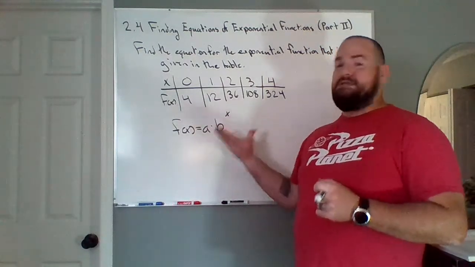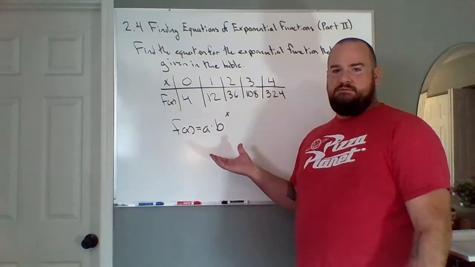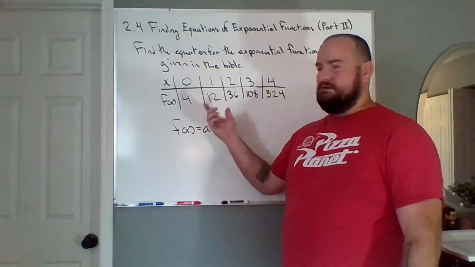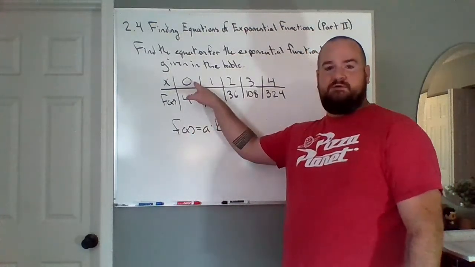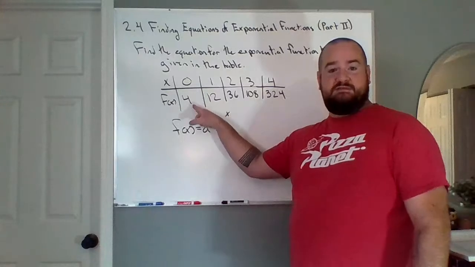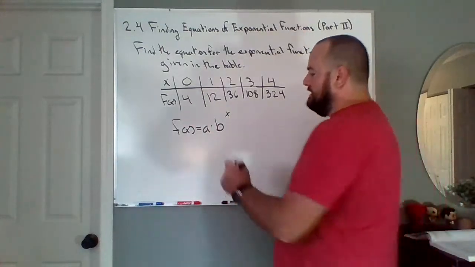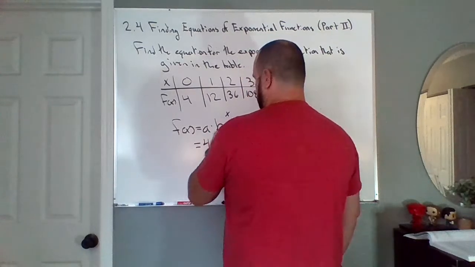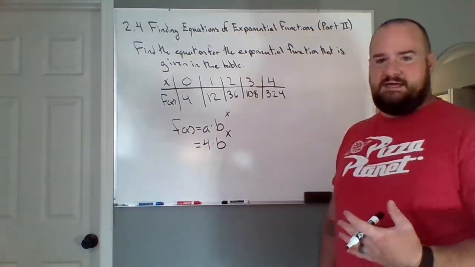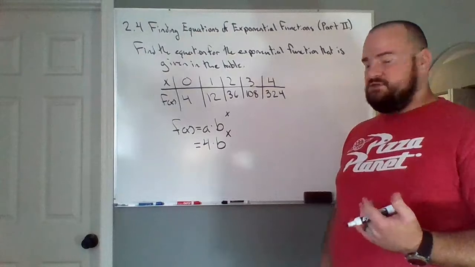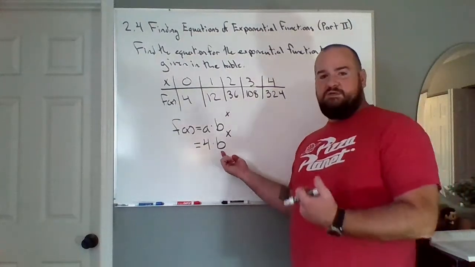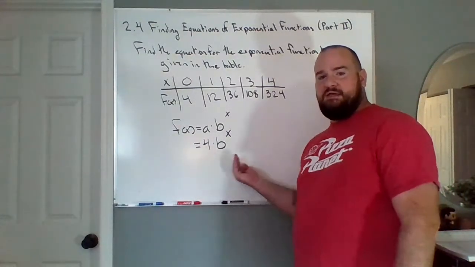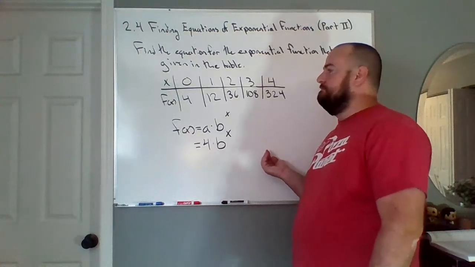So from this table, are we given the y-intercept? Absolutely. The y-intercept is simply when x equals 0. So when x is 0, f of x is 4. So then what I know is that this function can be further written as 4 times b to the x. So now all that's left to do is identify what this b is. In other words, identify what I multiply each time x goes up by 1.